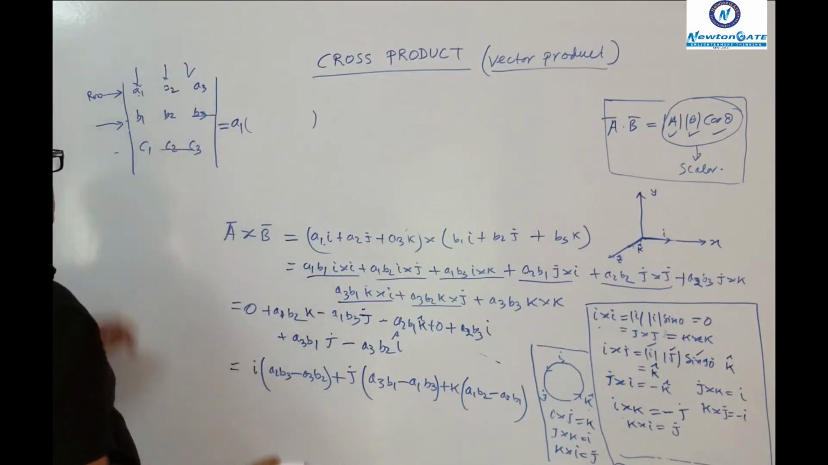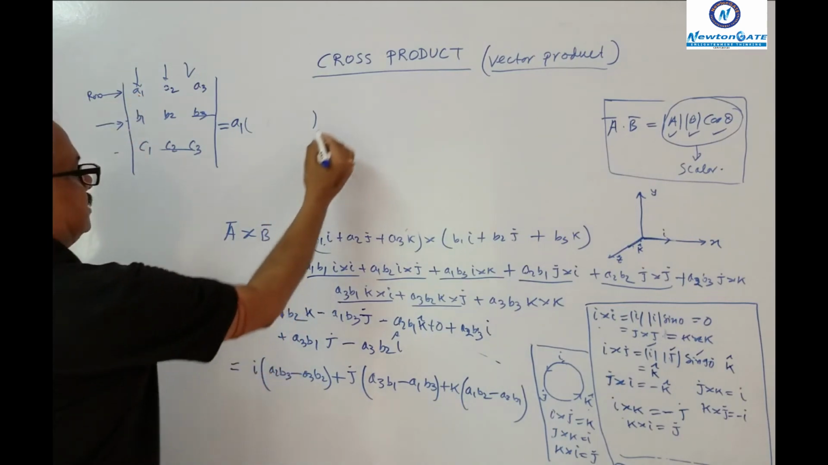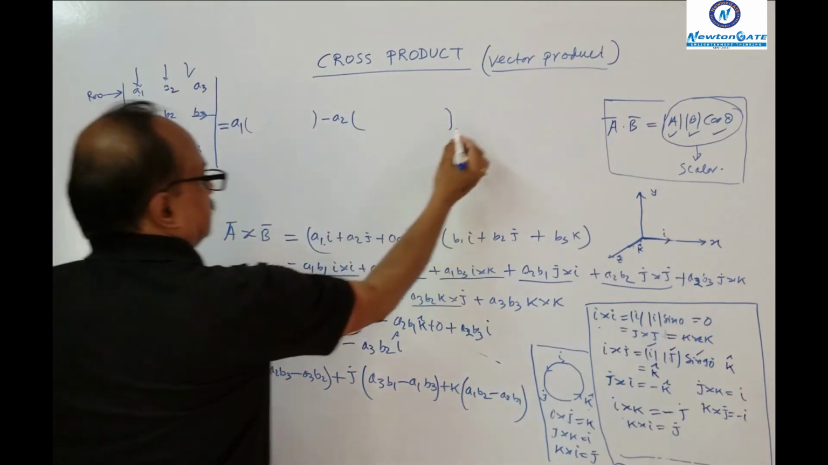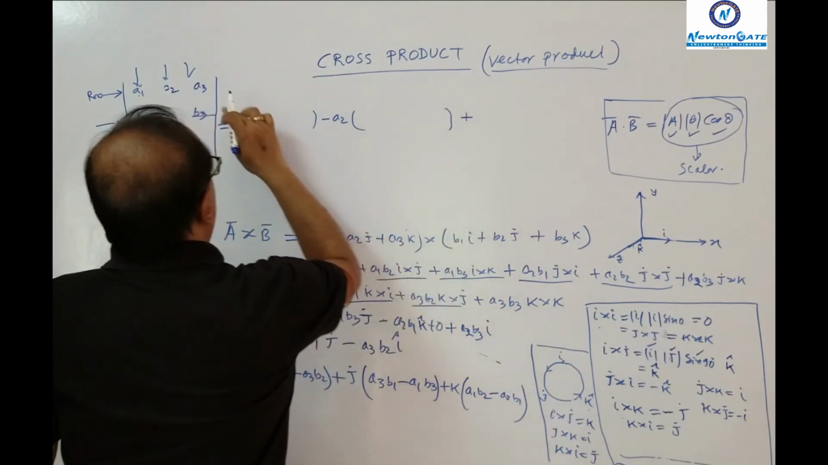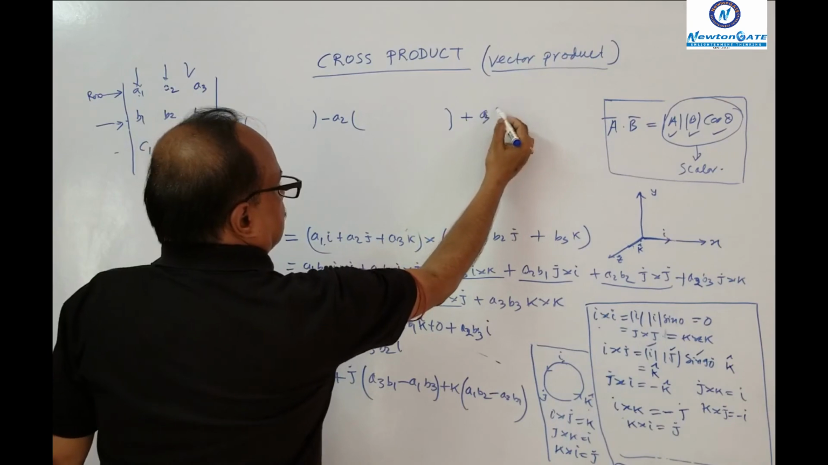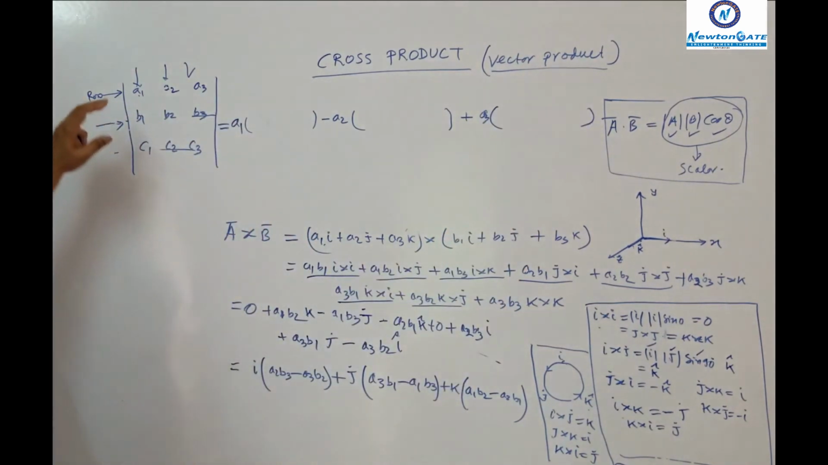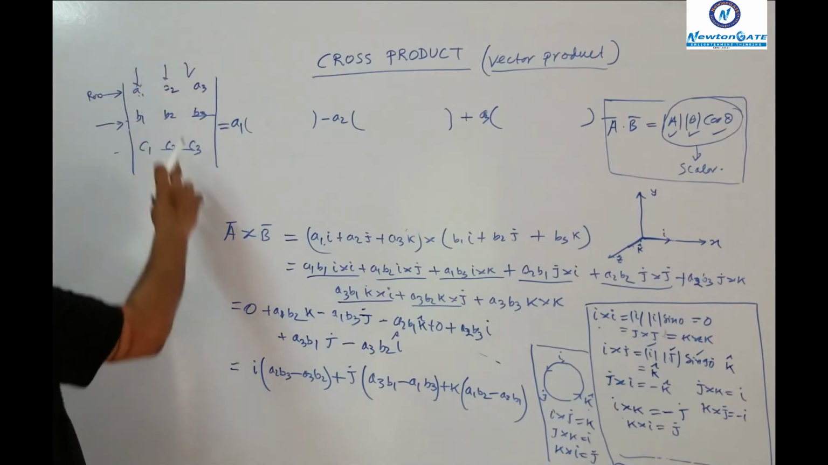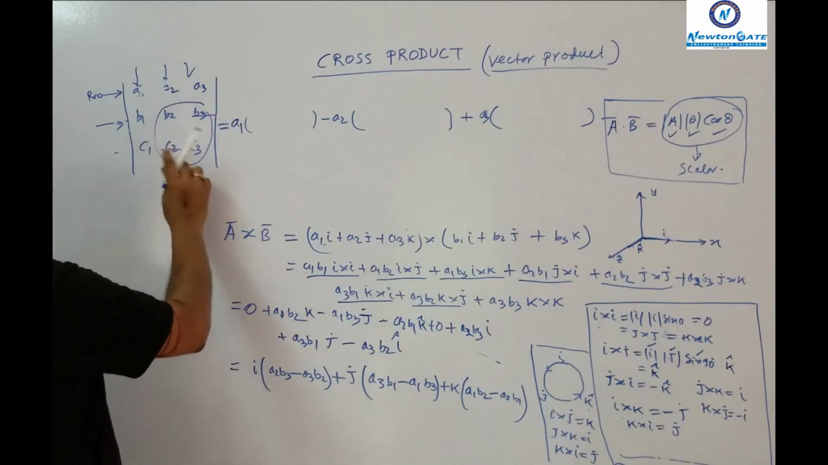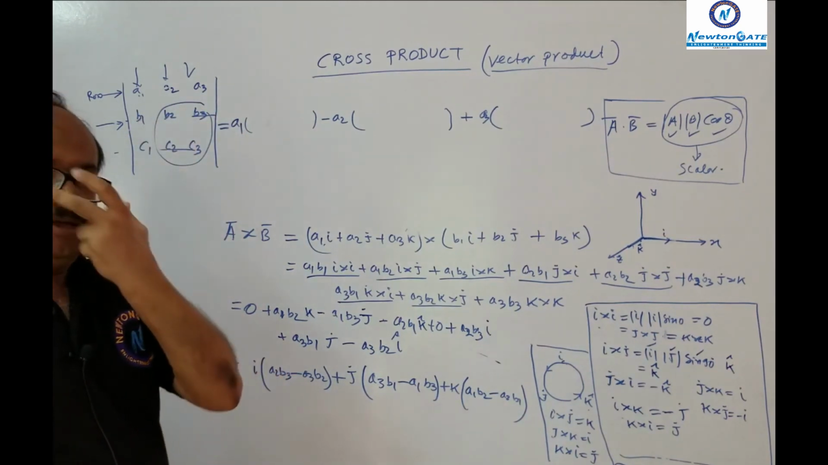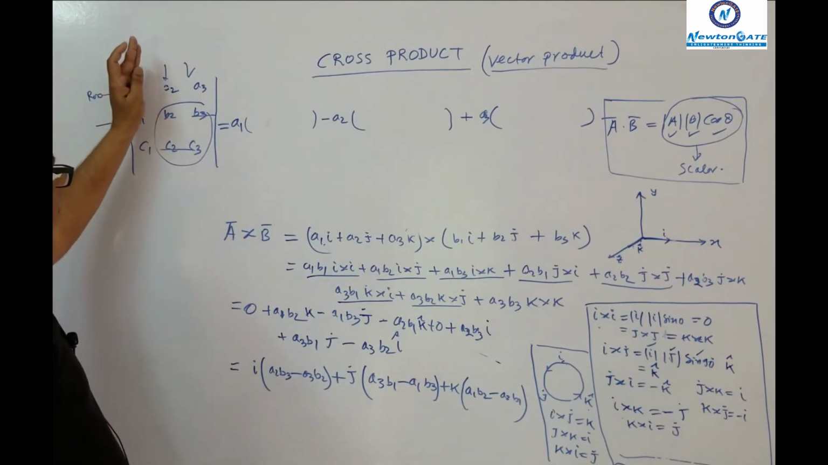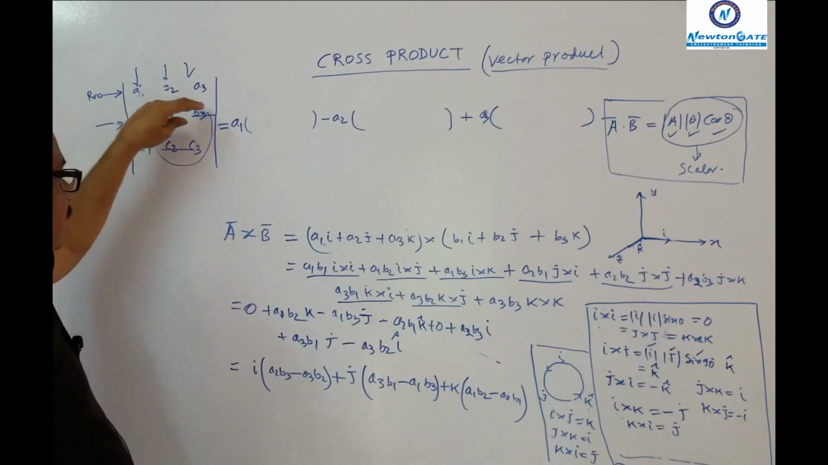So how do you expand this thing? You take the first one. Same way you do minus, and then you do the third one. When you take this A1, this thing and this thing is covered. What is left is this part. Just like a tic-tac-toe game you played. If you take A1, the first row and the first column are blocked. The left part you will have.